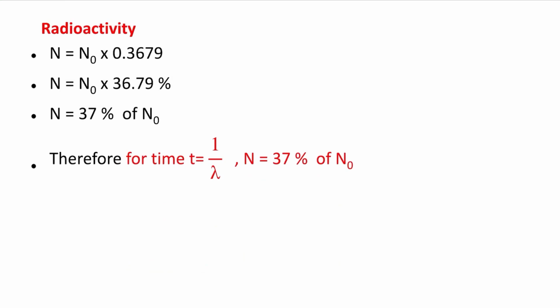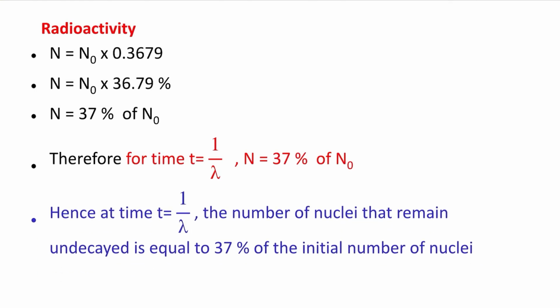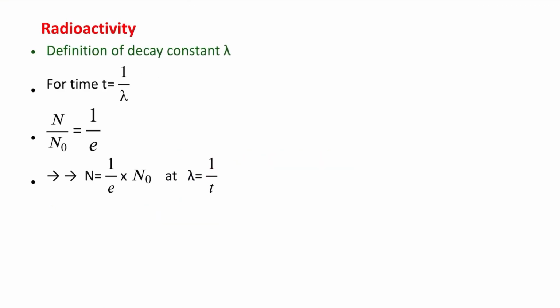So my final conclusion is that for time t equal to 1 by lambda, the total number of nuclei that remain, N, is equal to 37% of the initial number of nuclei N0. Now from this I can conclude that at time t equal to 1 by lambda, the number of nuclei that remain undecayed is equal to 37% of the initial number of nuclei, that was N0.